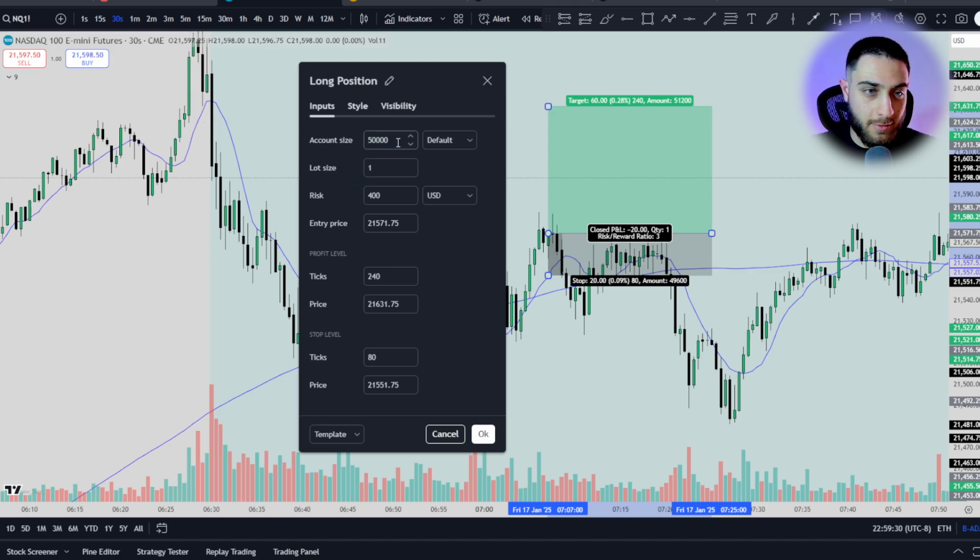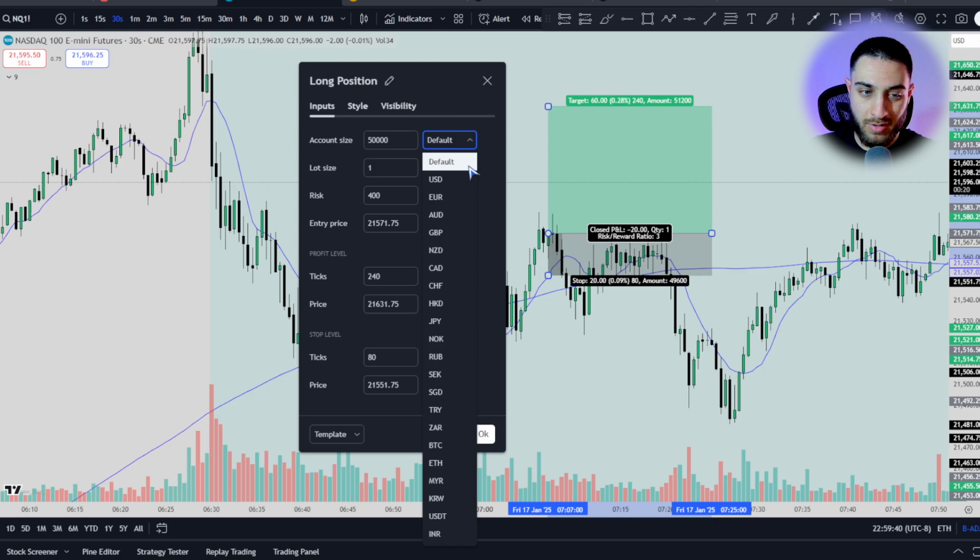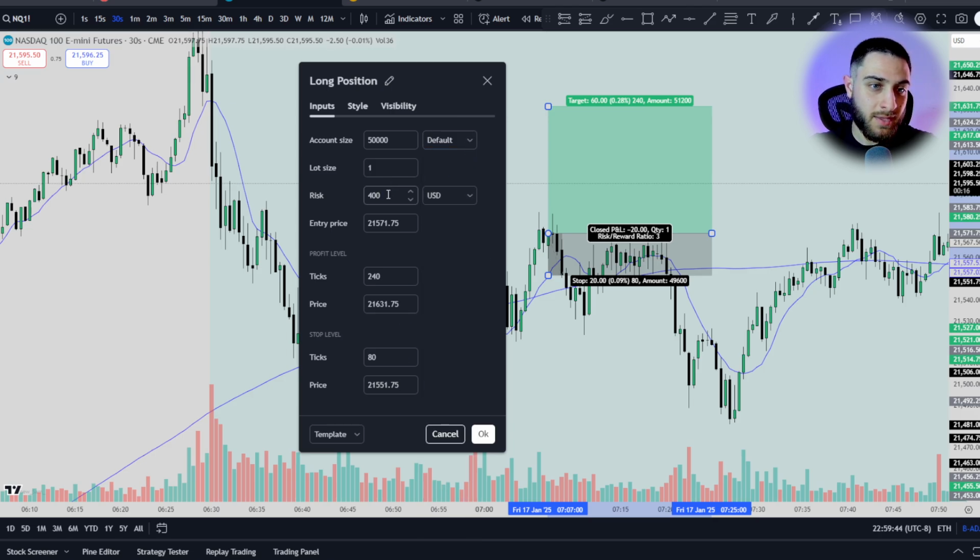But go to the inputs tab, and that'll cover all the stuff you need to know right now. Make sure your account size is set to the account size that you're trading with. I set it to 50K because I typically trade with 50K accounts. Lot size, leave that on 1. You can also change the currency if you trade a different currency, but I keep it on default, which is USD. Risk, you can choose either in USD or percentage. This just means the amount of money you're willing to lose on this trade if it goes against you. So I'm willing to lose max $400 on this trade if it goes against me.